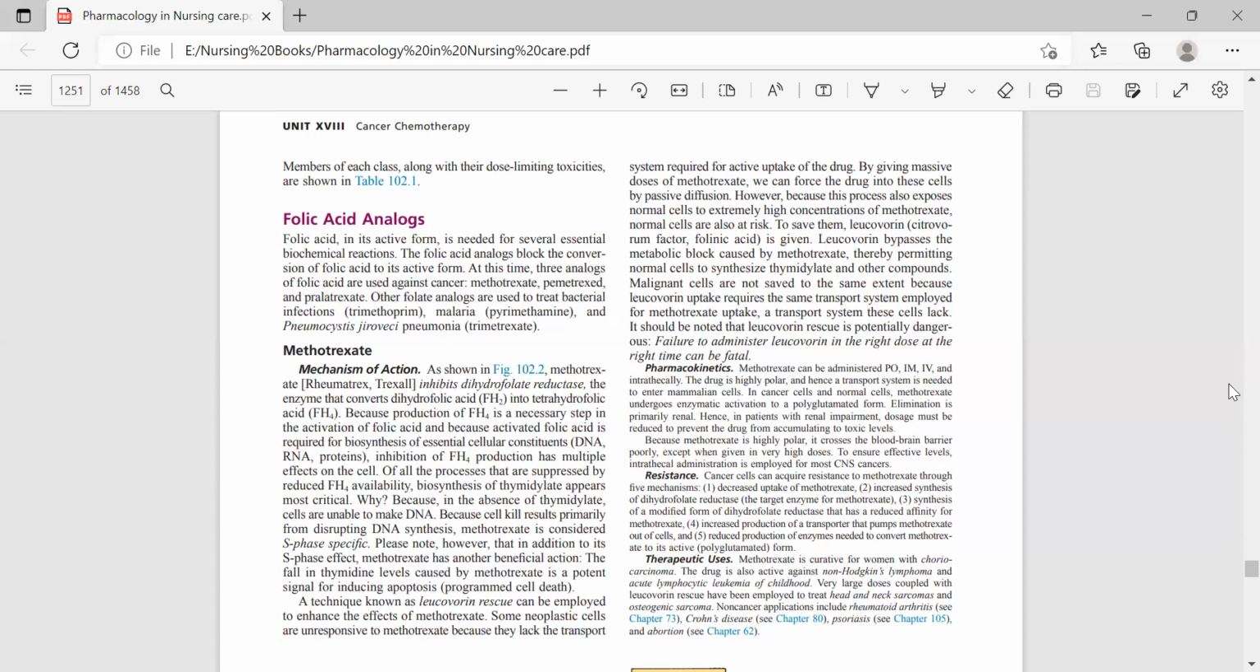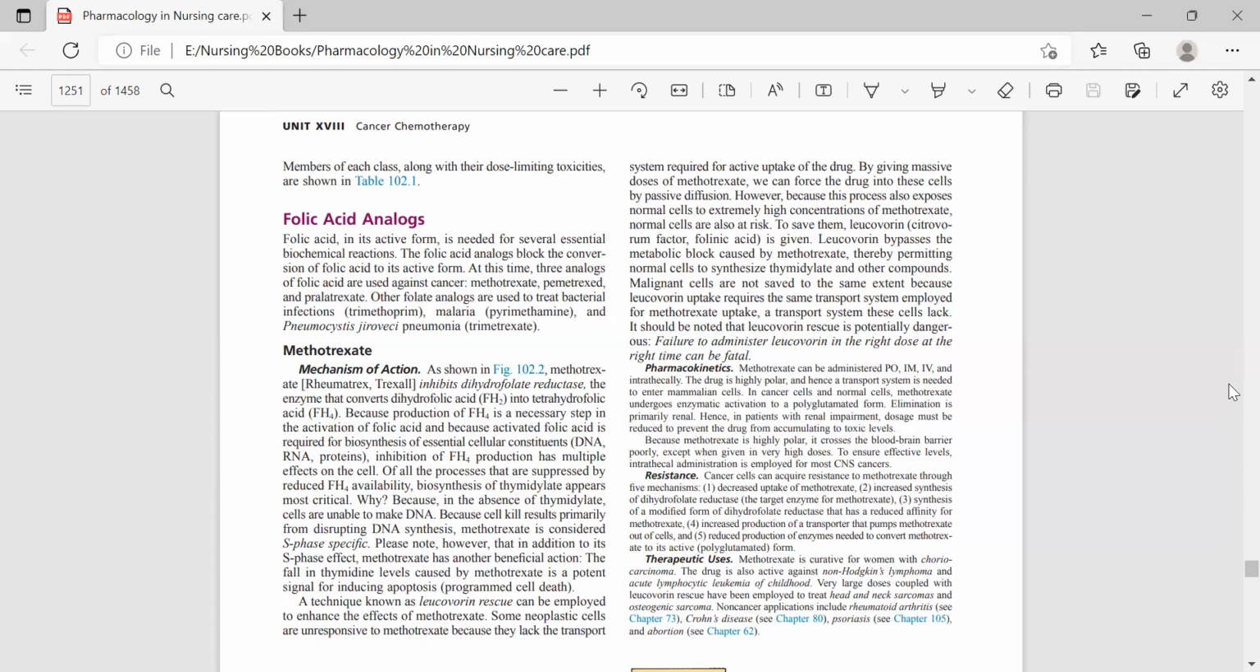It is also involved in the suppression of FH4 availability, and the biosynthesis of thymidylate appears most critical because in the absence of thymidylate, cells are unable to make DNA. And in this sequence, cell kill results primarily from disrupting DNA synthesis. Methotrexate is considered S phase specific. So during the S phase, that is DNA replication and DNA strand replication, methotrexate has a beneficial effect. A fall in thymidine level caused by methotrexate is a potent signal for inducing apoptosis. That is, apoptosis means programmed cell death.